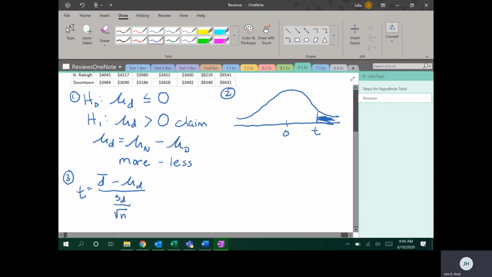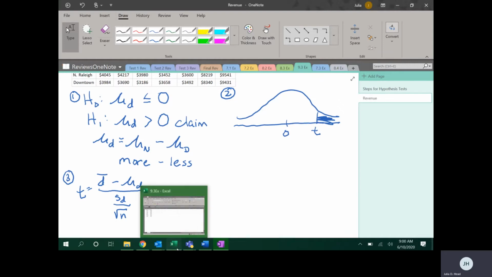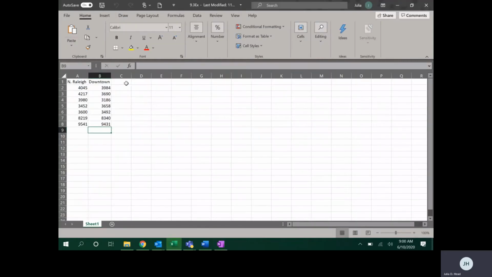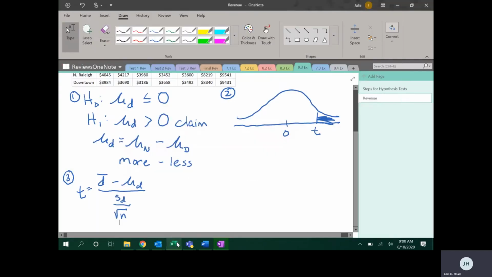We're going to have to do some calculations here. Now, I've already typed this into Excel, and again, the Excel document was provided to you, so you don't have to redo it. You are going to create a new column titled the differences, and you're going to have to be specific about how you do this.